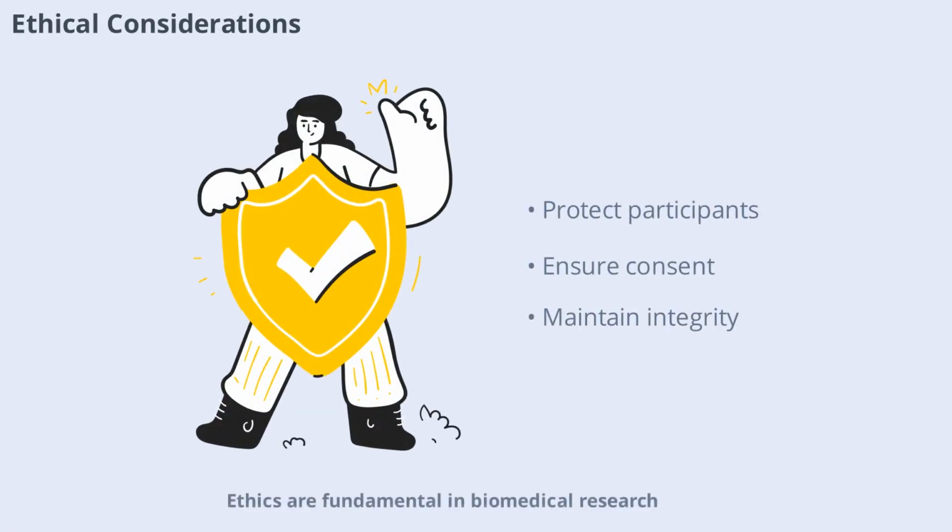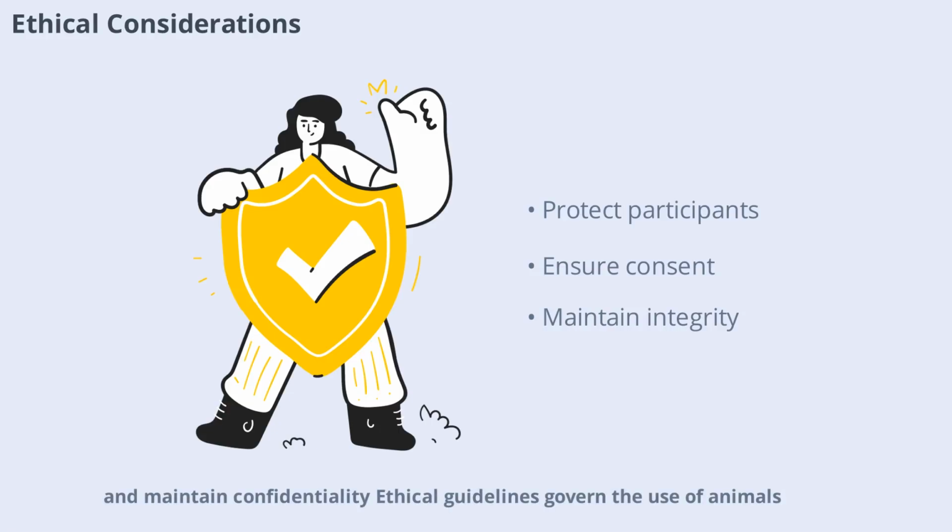Ethics are fundamental in biomedical research. Researchers must protect participants, ensure informed consent, and maintain confidentiality. Ethical guidelines govern the use of animals, human subjects, and sensitive data. Institutional review boards oversee studies to safeguard rights and welfare. Ethics also address issues like conflicts of interest and scientific integrity. Upholding ethical standards is essential for public trust and the advancement of science.